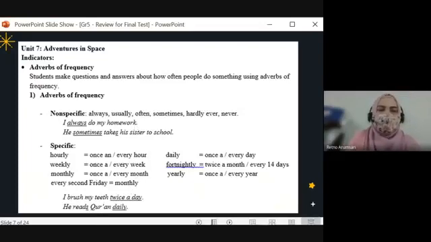Now, how do we put it in a sentence? You put always, sometimes, etc. here before the verb. Don't forget to add an s if the subject is he, she, it. And you put these specific adverbs of frequency at the end of the sentence like this. Don't forget to add an s for subjects he, she, and it. Okay?